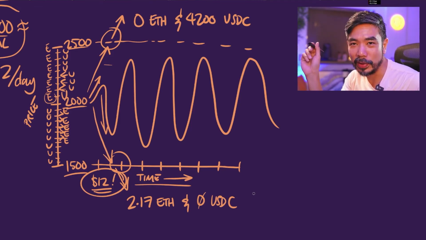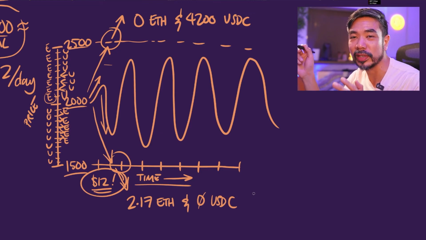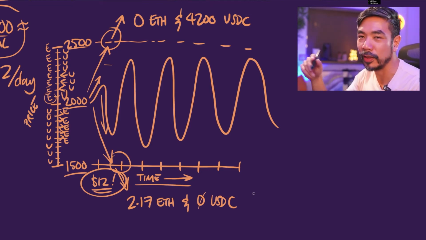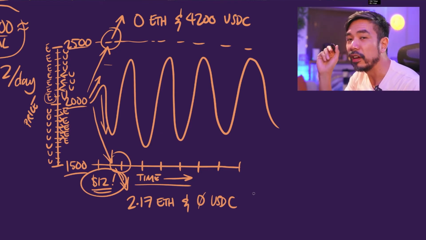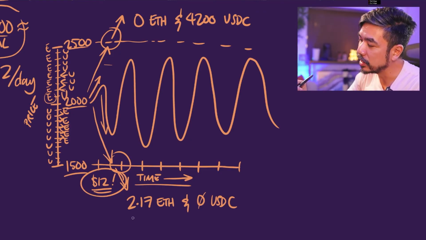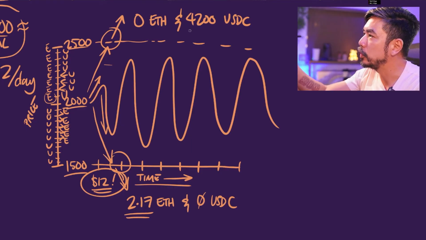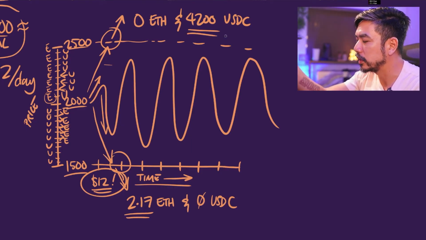Okay, so don't ask me how I know the math. I used a calculator before this video, so these are the numbers that you get if you ran this particular scenario. There are calculators for this, and I can put that in the comments so you can do this stuff for yourself when you're experimenting. But these are the results, right? So at the bottom you have 2.17 ETH, and at the top you have 4,200 USDC.